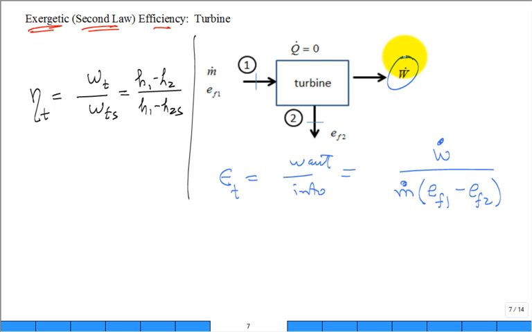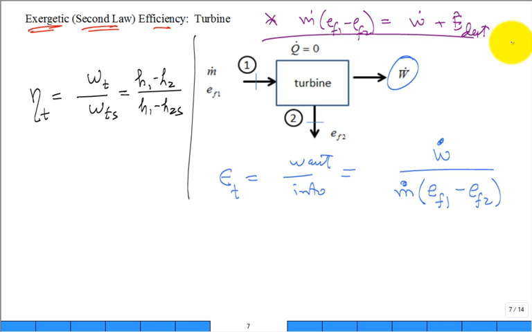From an exergy balance equation, what comes out of the fluid stream can go into two places: the shaft power or being destroyed. Where did this equation come from, Professor? All these new equations. Where did it come from? I'm lost. Where did this equation right here come from?